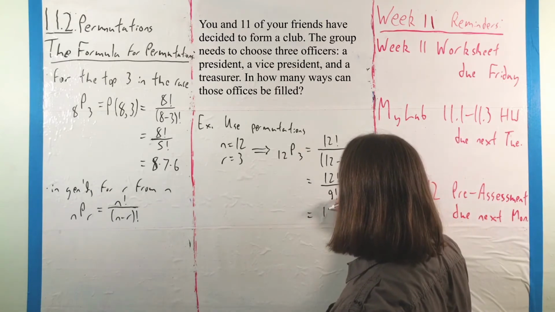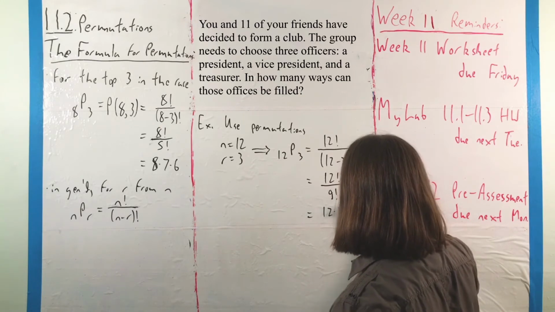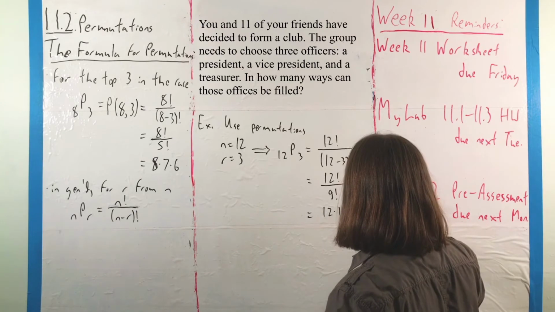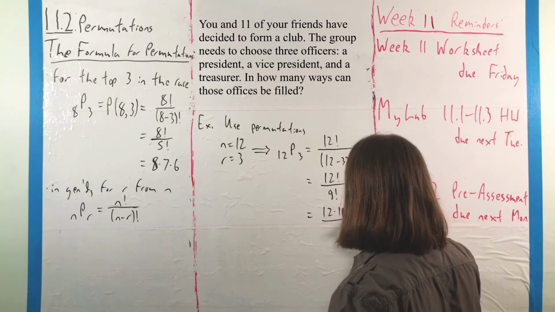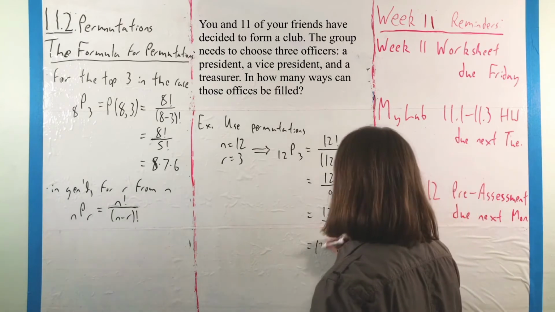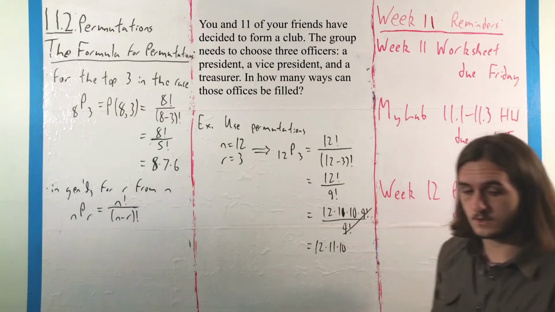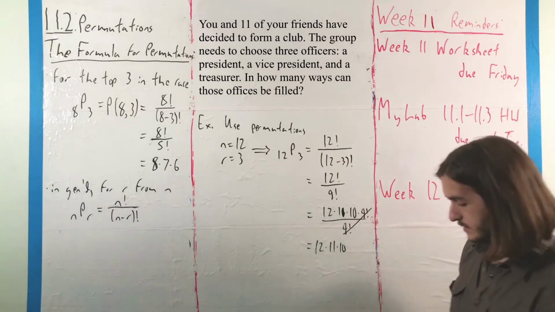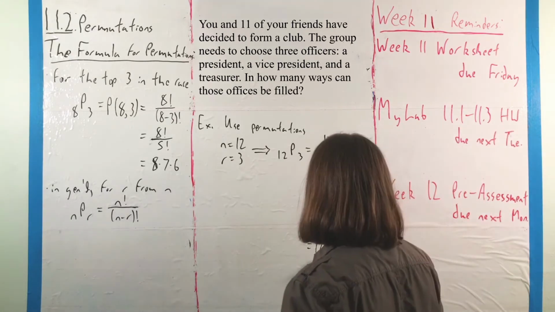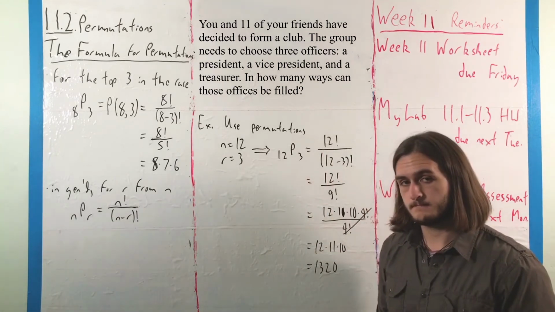So we can multiply out a little bit and write this as 12 times 11 times 10 times 9 factorial over 9 factorial, which would really just be 12 times 11 times 10, as those 9 factorials will cancel out, leaving us with a total value of 1,320.